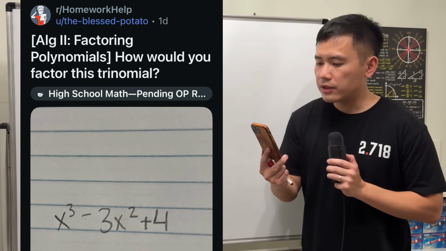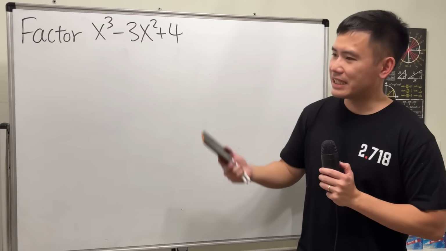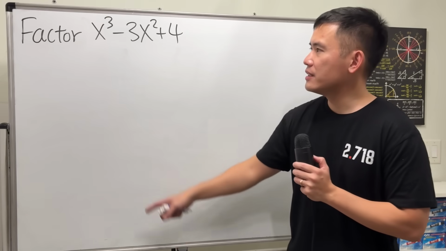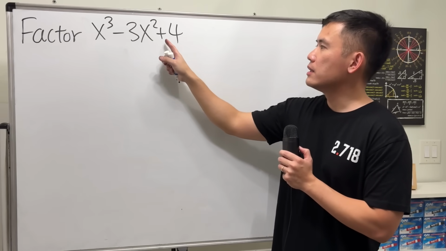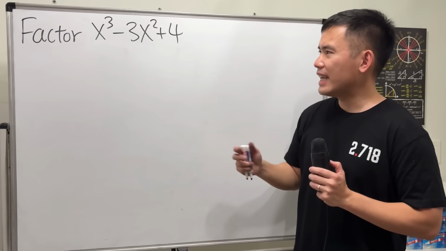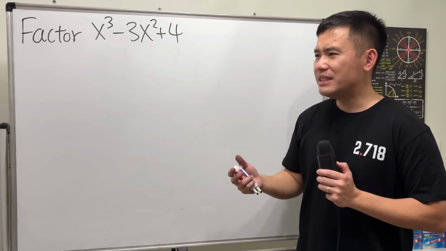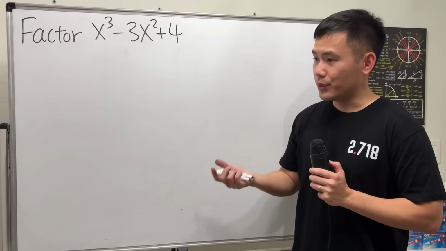Algebra 2, factoring polynomials. How would you factor this trinomial? Okay, let's have a look. Here we are going to be factoring this cubic trinomial, x cubed minus 3x squared plus 4. And since this is a cubic trinomial, we cannot do the typical AC method or the tic-tac-toe method to factor this. So what do we do?